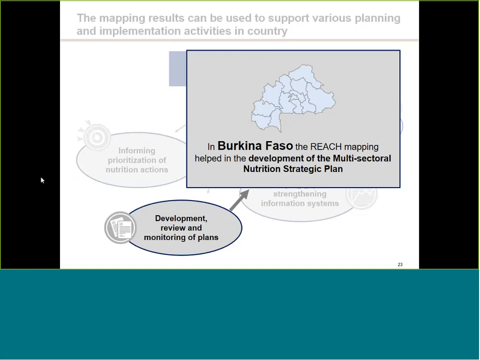In Burkina Faso, the mapping results were used to support the multisectoral planning process, which also included the development of the Multisectoral Nutrition Strategic Plan. It was through the exercise that it was possible to identify needs, launch a discussion on scaling up interventions, and mobilize sectors and development partners around nutrition. The mapping process and results provided a point to bring stakeholders together to discuss these key issues.